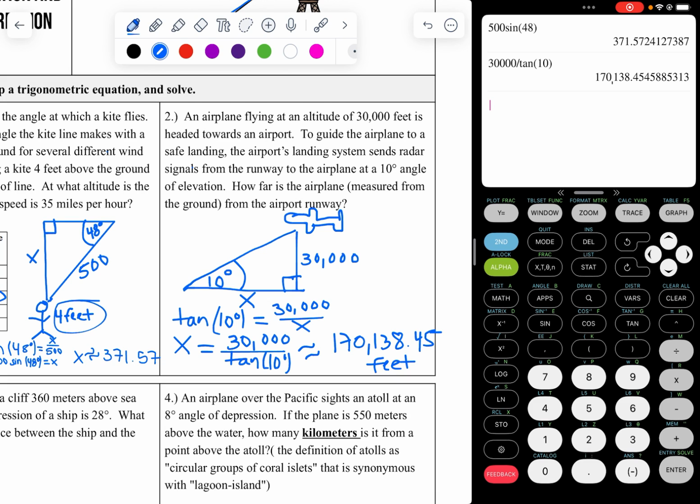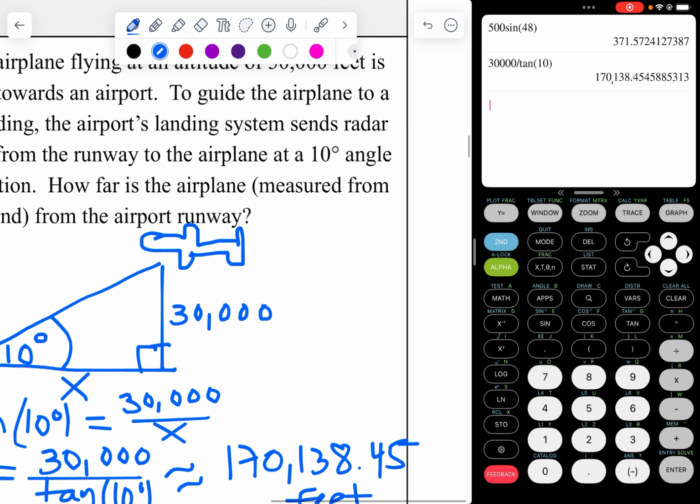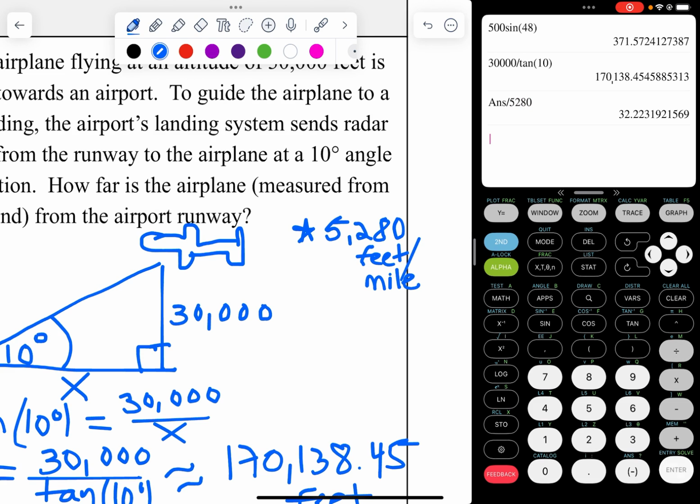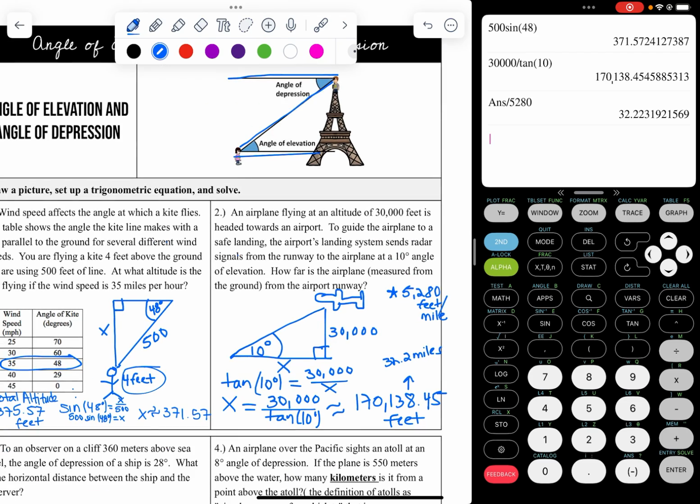If we want to know what that is in terms of miles, reminder that there are 5,280 feet per mile. So we could take the number we got and divide by 5,280 and see that that's approximately 32.2 miles from the airport runway.